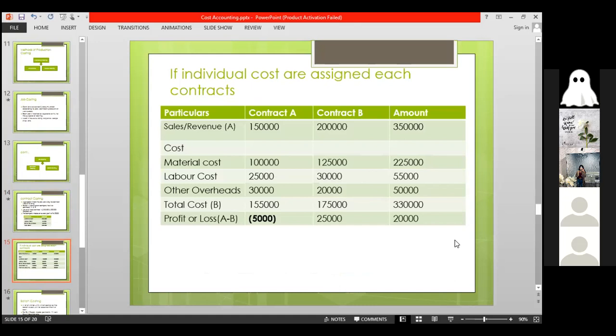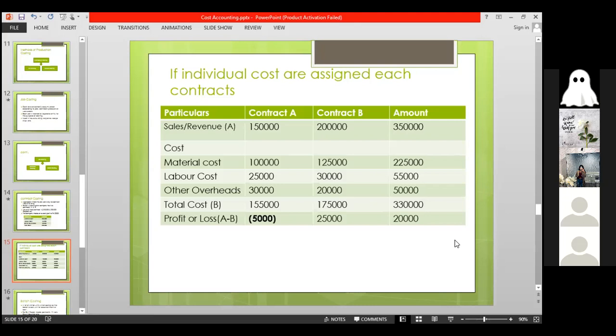We can look at them individually here. So even though the company is making a $25,000 profit on contract B, and there is a loss of 5,000 on contract A, overall they are making $20,000 in profit. So now we have bifurcated contract A and contract B, as these are the company's two contracts. Contract A gives the company $150,000, contract B gives $200,000.